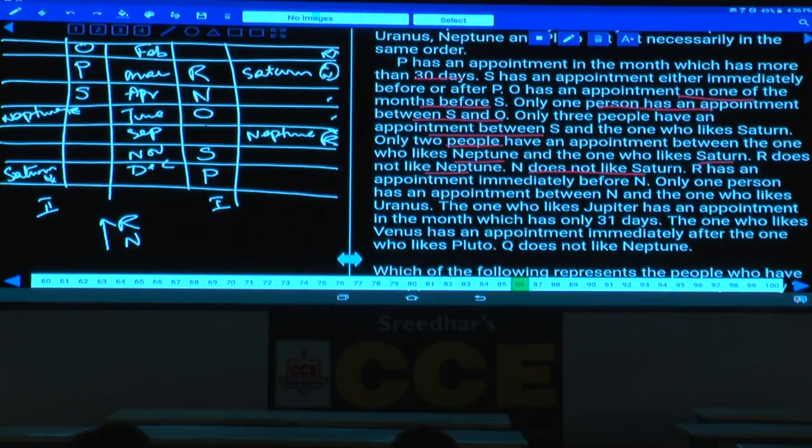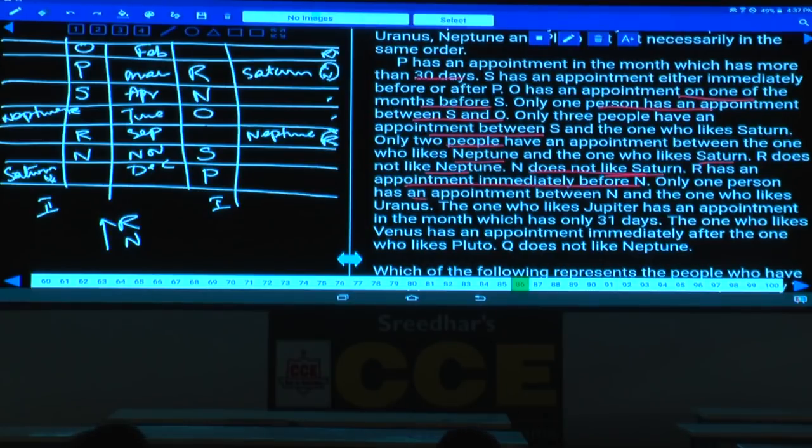Next, similarly, N cannot be here, R cannot be here. Then tell me what about this R and N? R cannot be here, N cannot be here, hence R and N must be in these 2 places only, September and November. N does not like Saturn, and R has an appointment immediately before N.